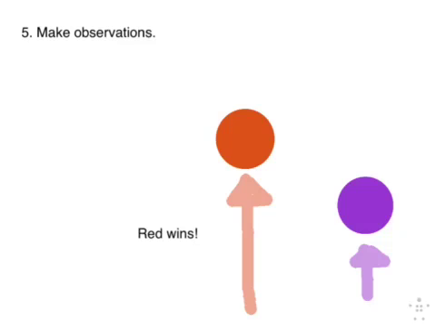Now it is time to run our actual experiment, and we're going to collect some data, some observations. So when we released both our balls at the same time from the same height, we found that the red ball bounced higher. It's important to do this experiment a couple of times, just to make sure that you haven't made any mistakes. Always record what you see, not what you want to see.